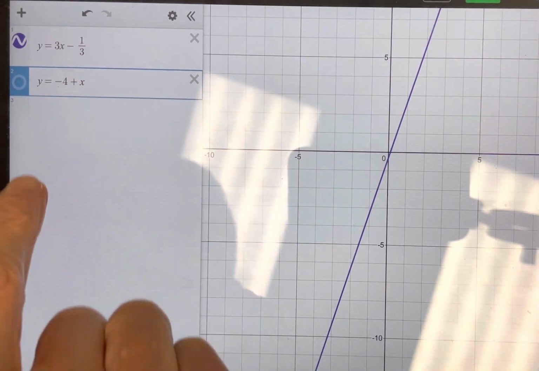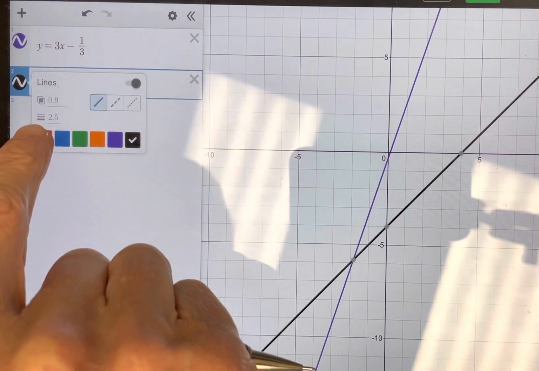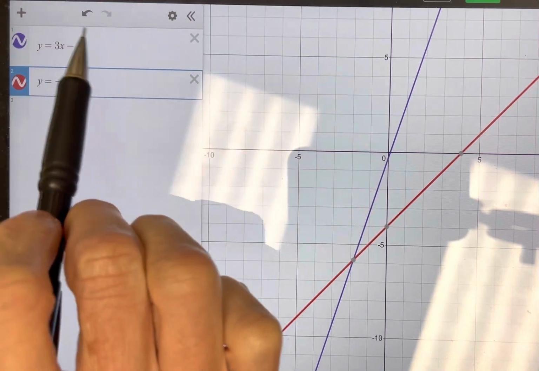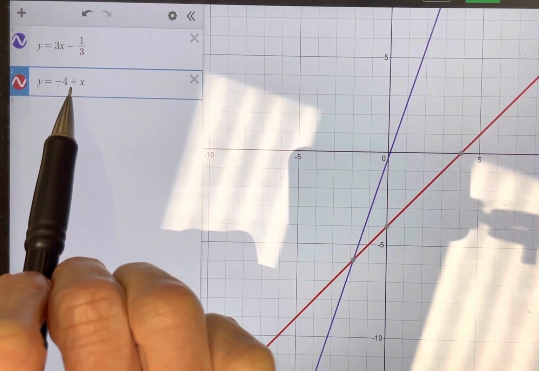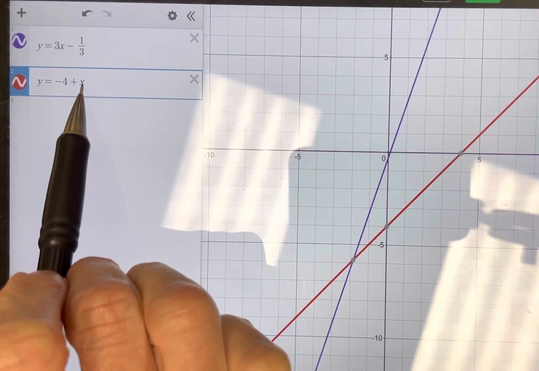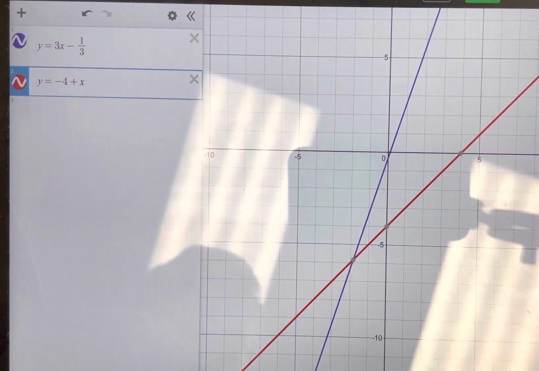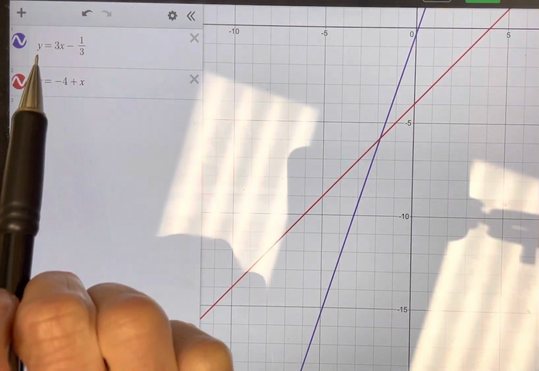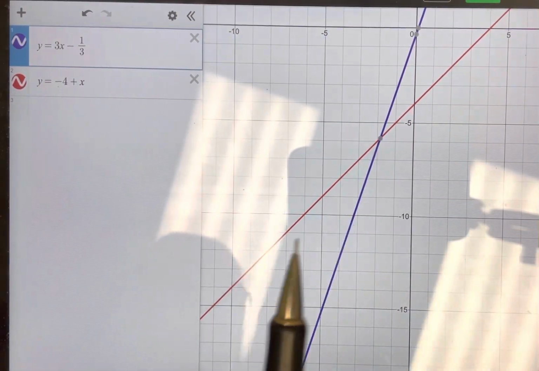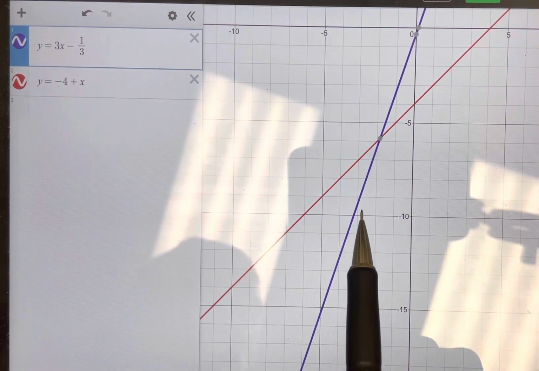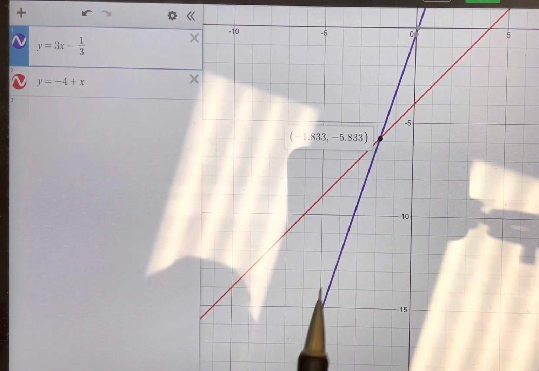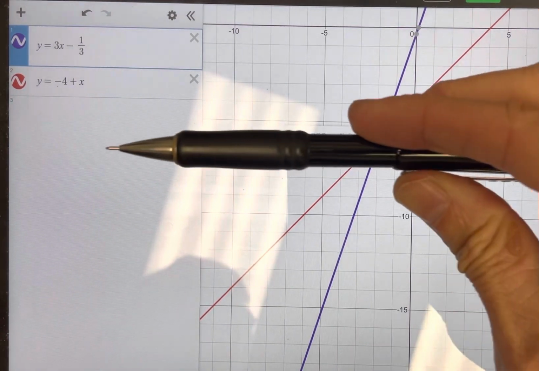I'm going to change the color. I'll make it red, a little bit easier to see, I think. Okay, so the question is, when is this one less than this one? Which graphically means when is this one below this one as you look at it with respect to the x-axis. So when is purple below red? Well, there's my point of intersection, and you can see purple is below red from this point of intersection down to negative infinity as we go this way.